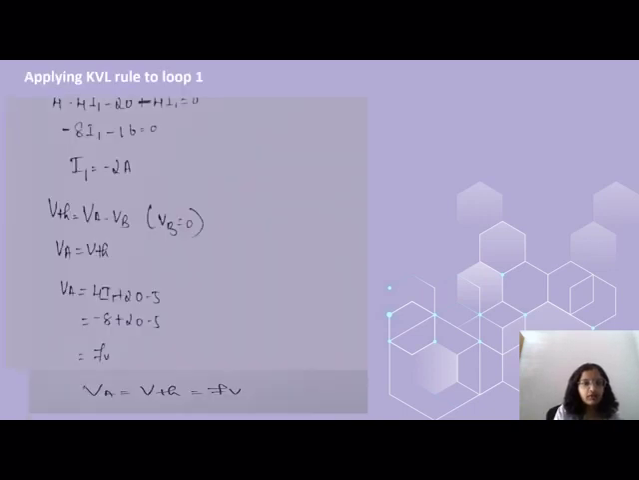Applying KVL rule to the loop 1, we obtain the value of I1 as minus 2 ampere. Further, in order to calculate VTH, we have the equation VTH is equal to VA minus VB, where VB in this network is 0. VA is equal to VTH, and the value of VA is obtained as 7 volt, which implies that VTH is also 7 volts.